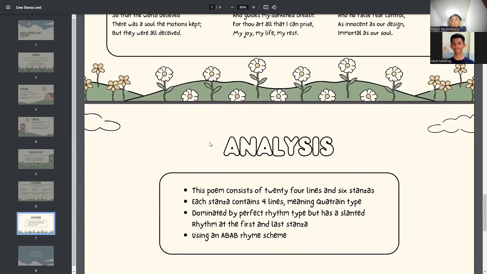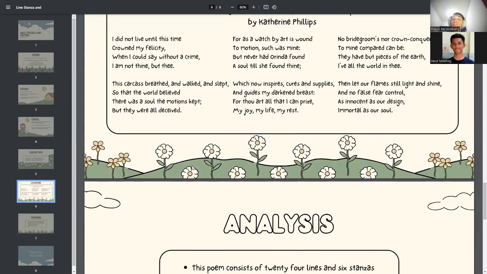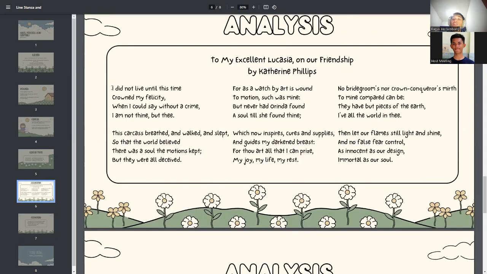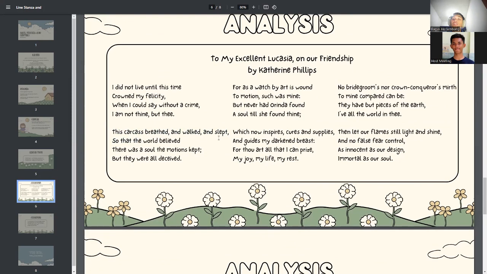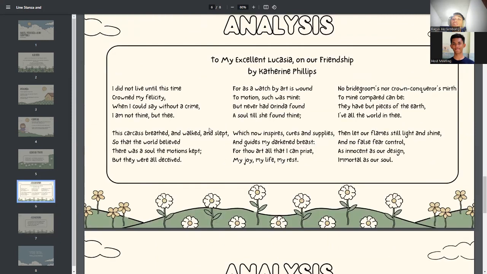The third one is the rhyme type. The rhyme type of this poem is actually dominated by perfect rhyme. What I mean by dominated is that there are actually other types of rhyme available in here. Perfect rhyme is, for example, in the second stanza. As you can see at the end, it follows the rhyme scheme of ABAB.